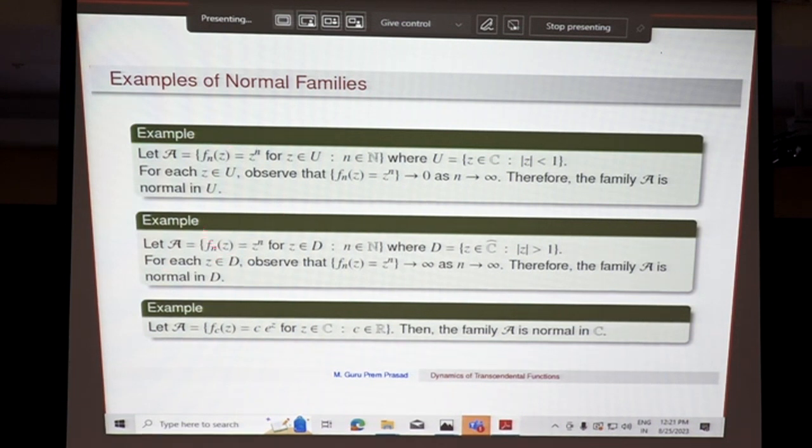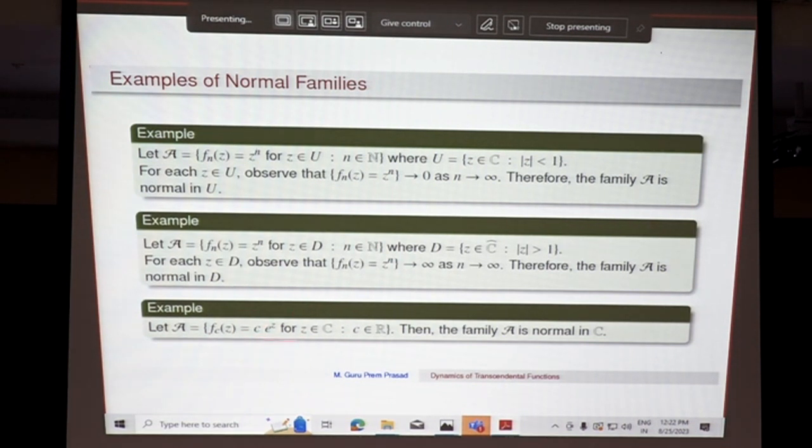Similarly, taking the same family, it is also normal in mod z greater than 1 because it tends to infinity uniformly on every compact subset of mod z greater than 1. Okay. So this family is normal in mod z less than 1 as well as in mod z greater than 1. And of course it is not going to be normal on mod z equal to 1. Okay. Another similar example, if you want to understand this: this is the family c times e to the power z, where little c varies over the real numbers, or you can take even complex numbers also.